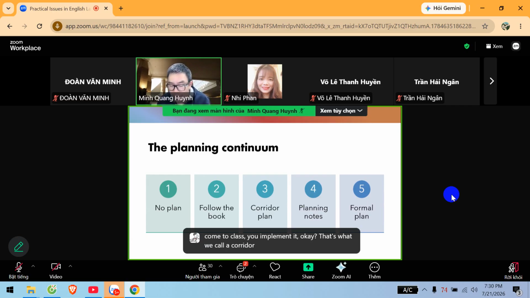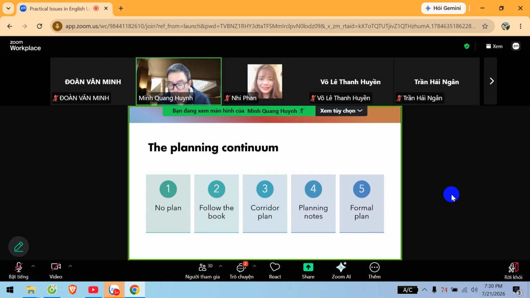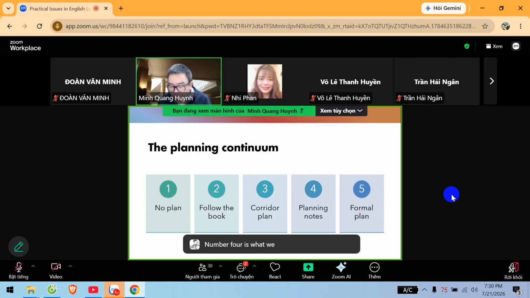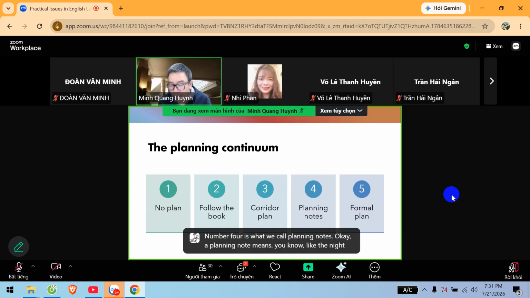So it's a little bit better than following the book. You have some ideas, but the ideas are not very well prepared. It just happens in your head. Number 4 is what we call planning notes. Planning notes means the night before you teach, you put down some ideas about what you are going to teach, and then the next morning when you come to class, you teach your students what you thought of the night before. So it is better than a corridor plan, but still it's just basic ideas.